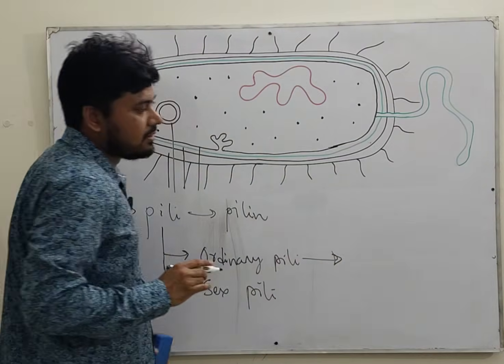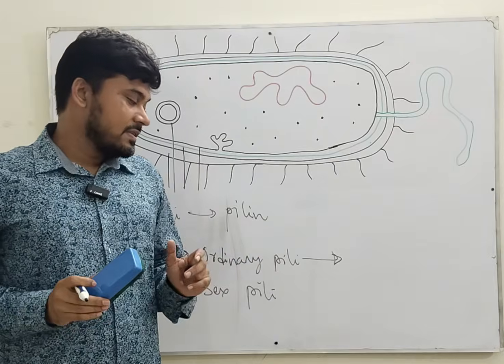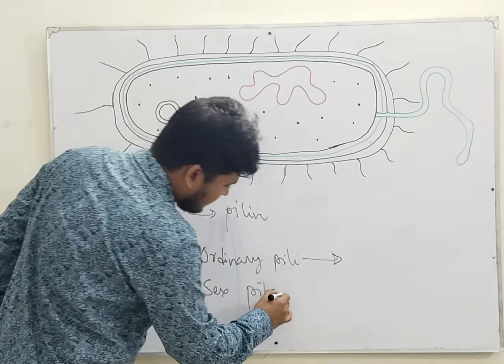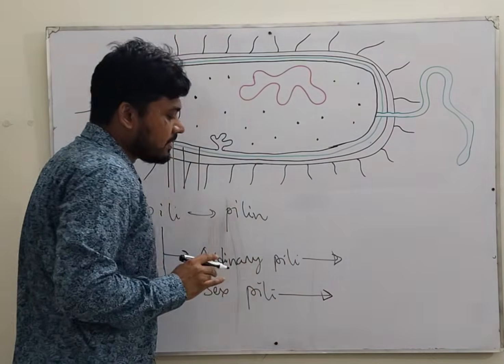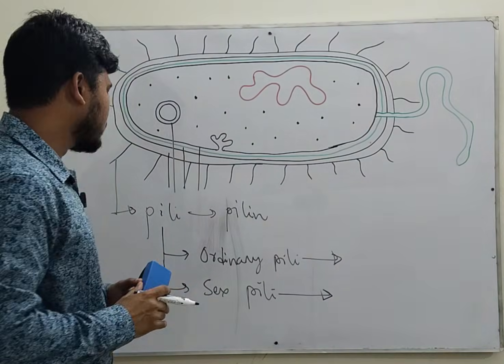Ordinary pili mediates attachment to the cell surface, and sex pili participate in conjugation. Sex pili helps in conjugation.